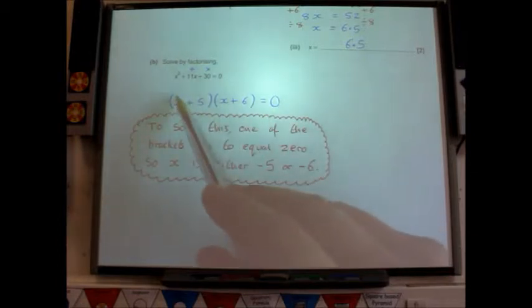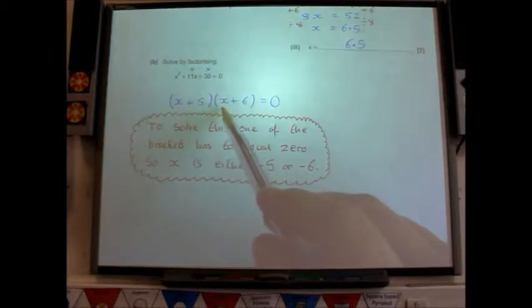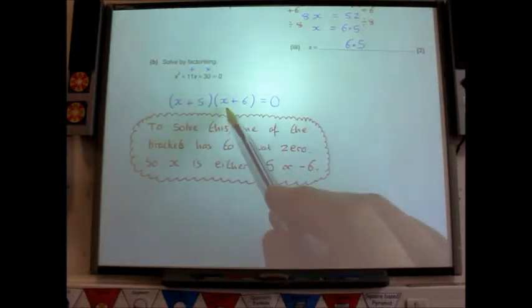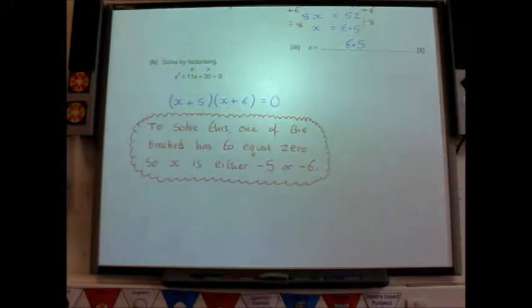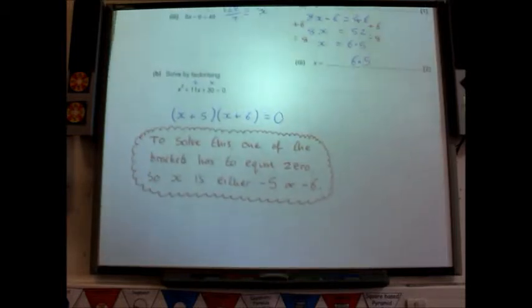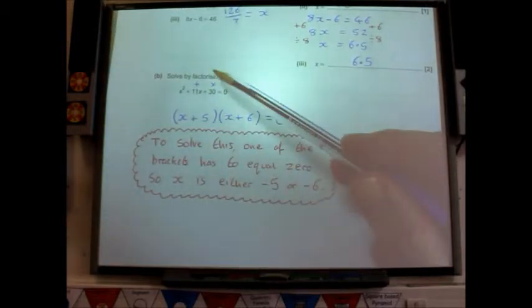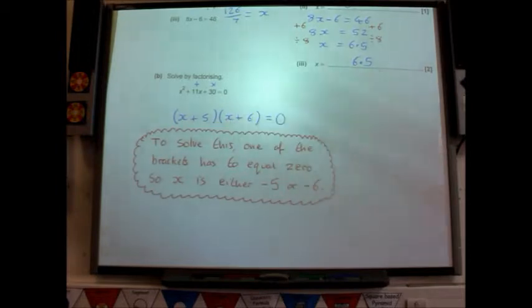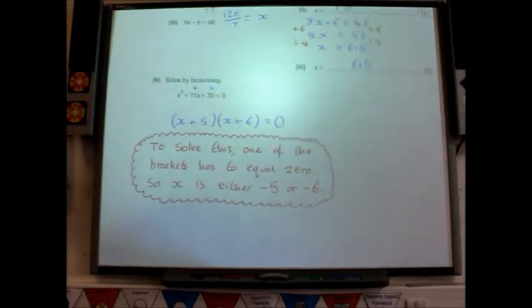So to make this bracket 0, x has got to be negative 5, or to make this bracket 0, x has got to be negative 6. So the answers to this question are minus 5 or minus 6 down there. But you might need to learn how to factorise into double brackets, because that can be quite a tricky skill, but I hope I've gone some way of helping.